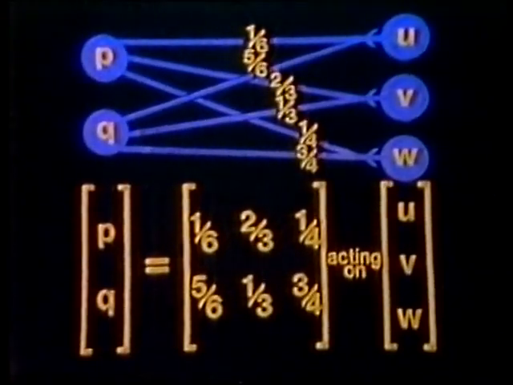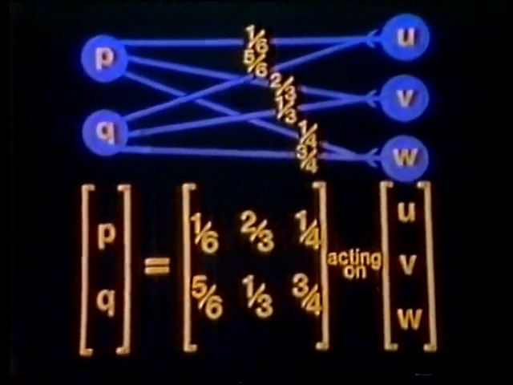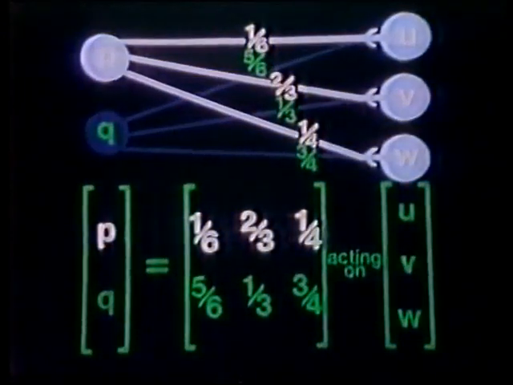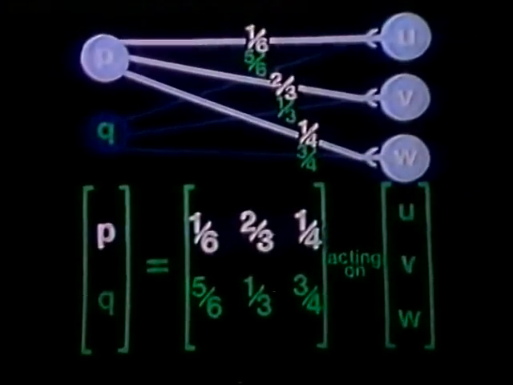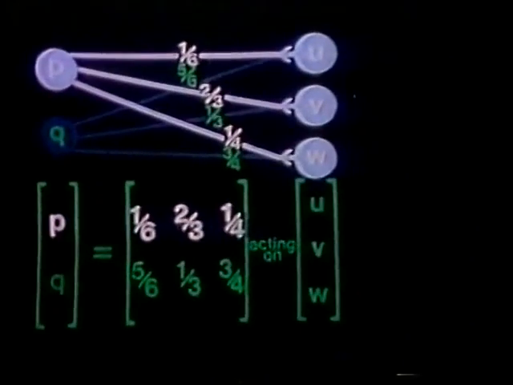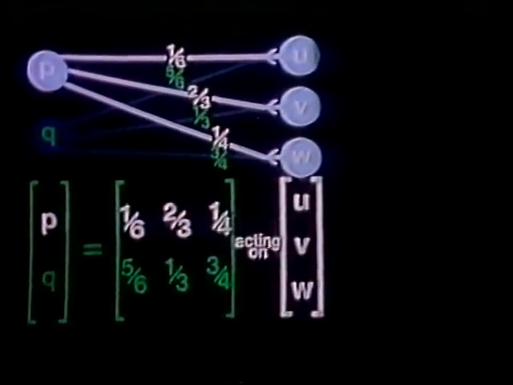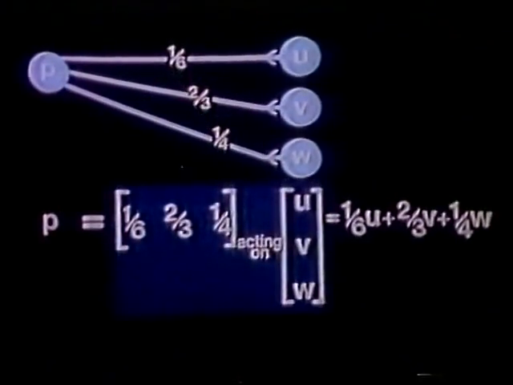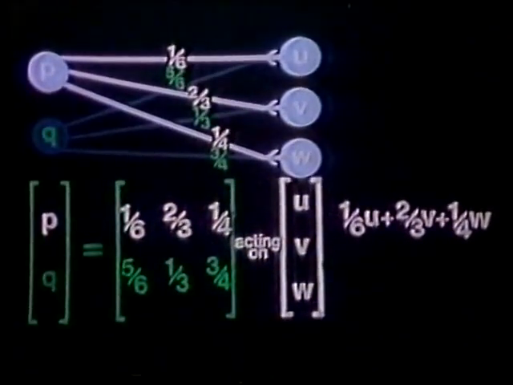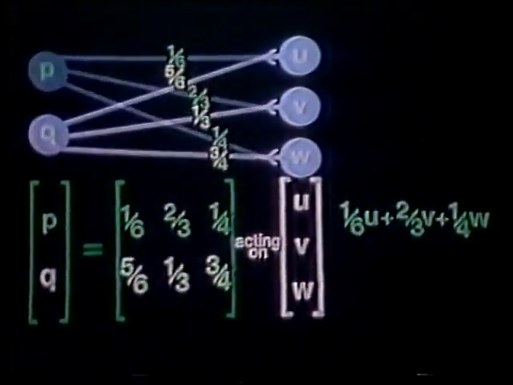And as before, the 2 rows are going to correspond to the 2 outputs. The first row gives the proportions which flow towards the first output, P. So we think of the first row as acting on the column UVW to give the value of P. And similarly for the second row.